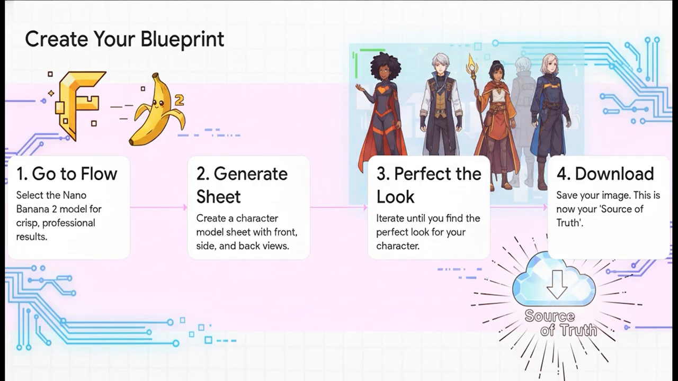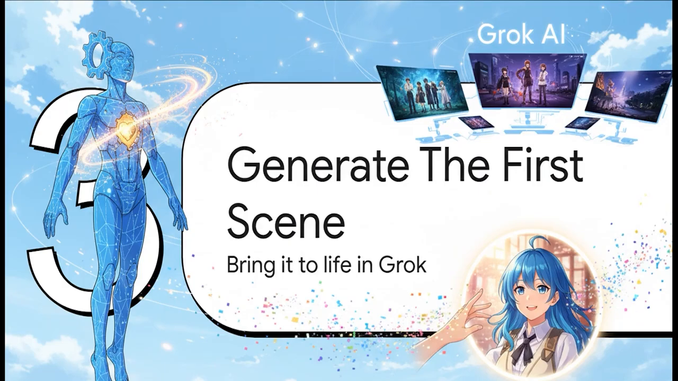And the process? It's incredibly straightforward. You just head over to Flow, pick the Nano Banana 2 model. Trust me, you want that one for those crisp, professional results, and you prompt for a character model sheet. Keep hitting generate till you find the one, the perfect look. Then download it. And just like that, you've officially got your source of truth. All right, blueprint in hand, we are ready for phase 2. We're heading over to our second free tool, Grok AI, and we're going to start generating our actual movie scenes. This is where your character really comes to life.